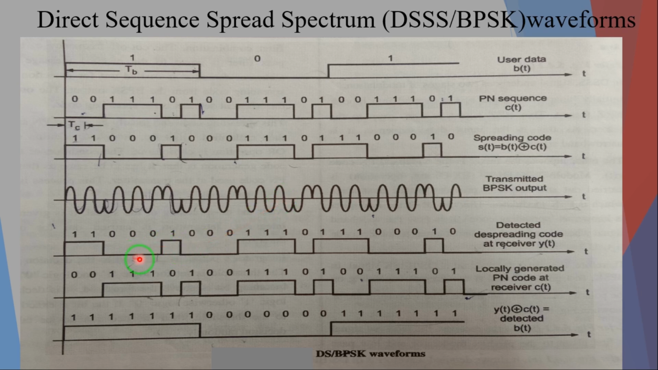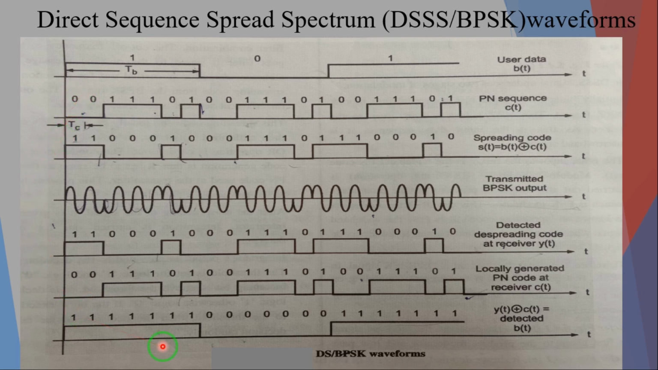And at the receiver, this is your detected despreading code. So it is 1 1, and 0 0 1 and so on. And this is the PN sequence code, which is exactly the same as that of your transmitter, which is synchronized with this one.